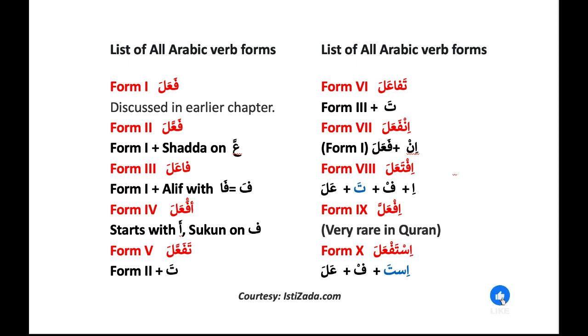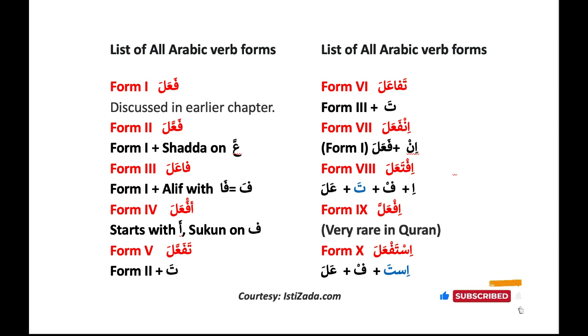On form 2, fa''ala, there is a shadda on ayn, showing ayn has doubled there. On form 3, you can see the letter alif has been added with the fa kalima. So fa has become fa. So we have fa'ala, fa''ala, and faa'ala.